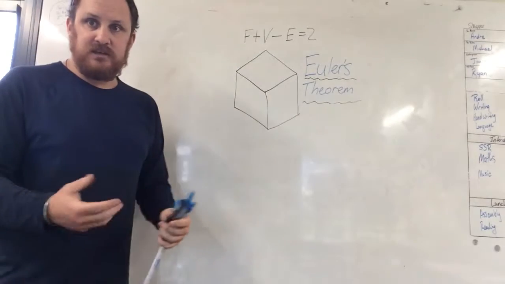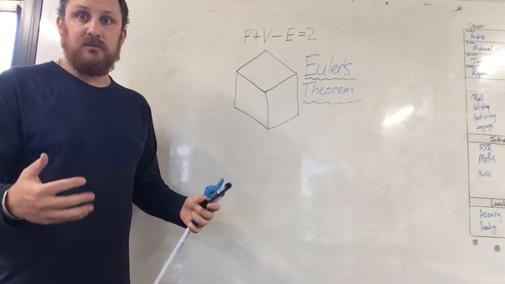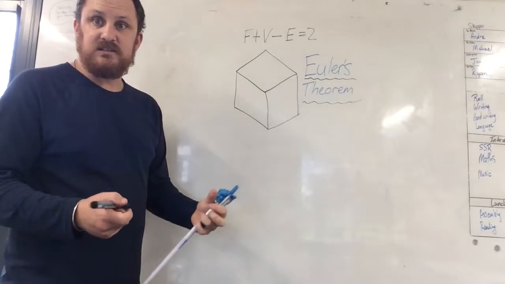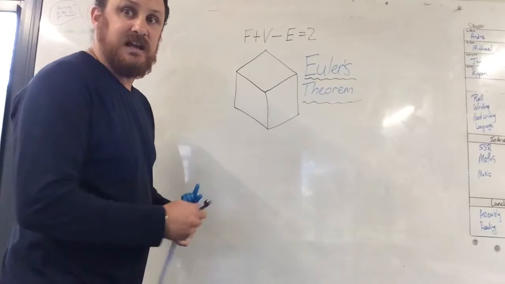So the first thing we need to do is figure out the number of faces. Now, the number of faces on a cube is easy because it's the same as a dice. How many sides does a dice have? It has 6.